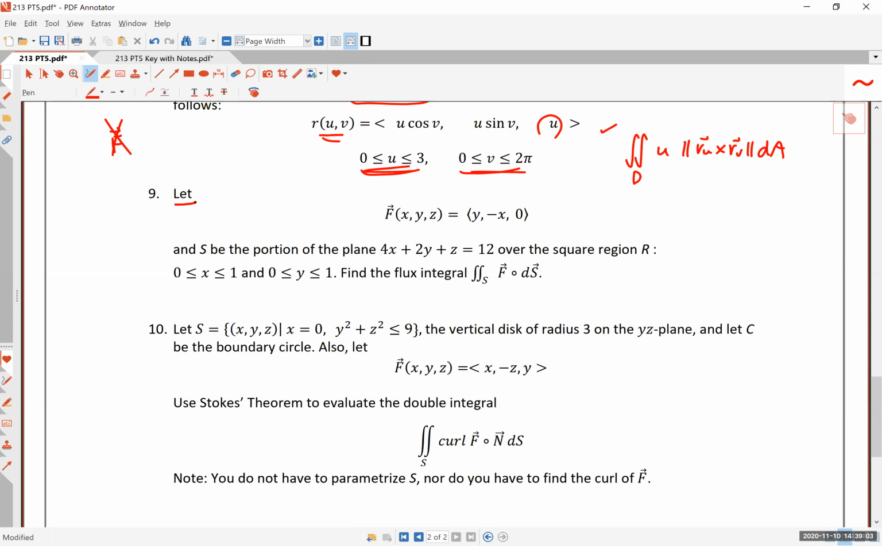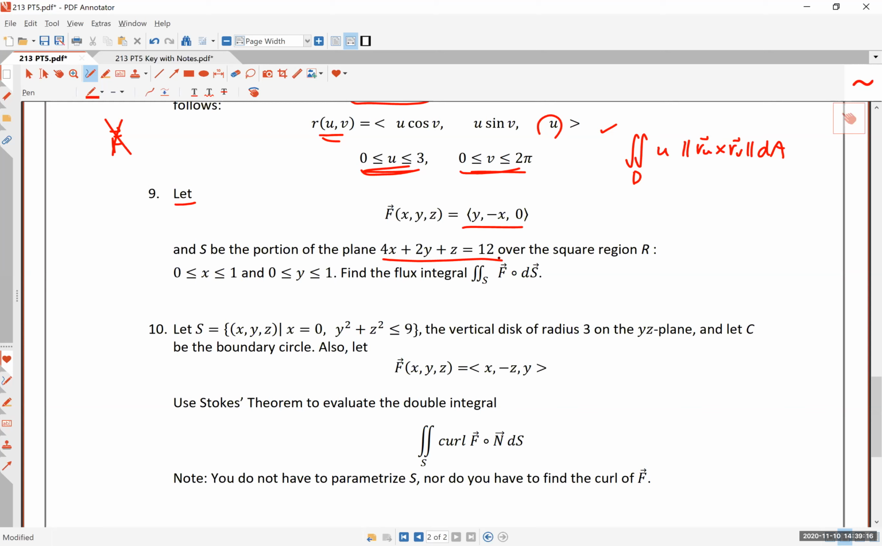Okay, number nine says, let F be this vector field. S is a portion of the plane. This is a plane, clearly, right? No squares. It's a plane with a normal vector (4, 2, 1), over the square region, a 1 by 1 square region, as given. You don't have to visualize this one, but you can if you'd like, and I will show you the visualization of this. Find the flux integral.